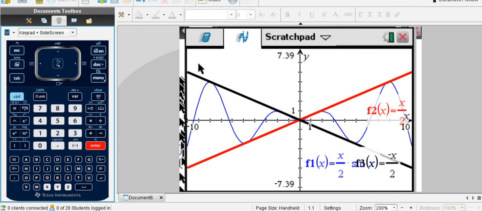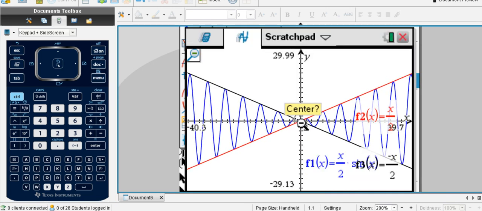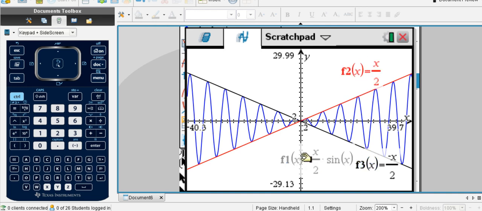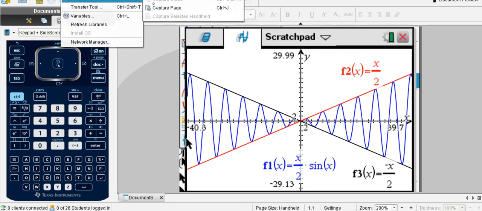Now I'm going to zoom out a little bit so you can see what's happening here. Now, isn't that kind of cool here? So this red line is F2, the blue is F1, the black is F3. Now I think this is a pretty neat little picture here, so I'm going to take a picture and move it back over here.